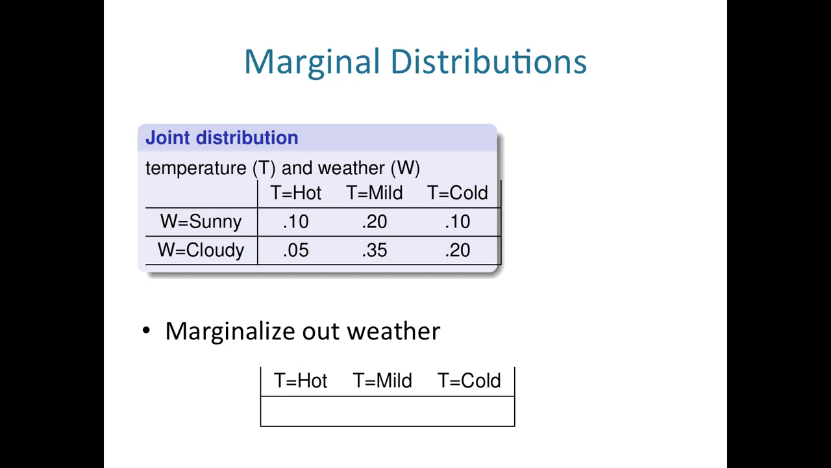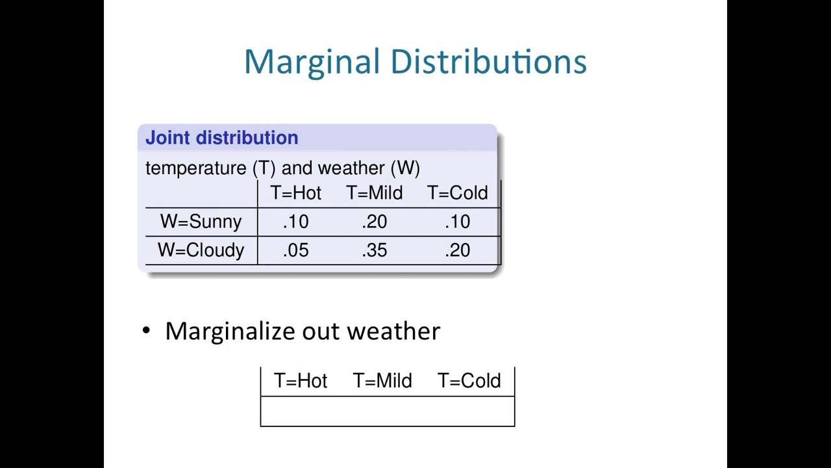So imagine that we are trying to measure the temperature given a certain type of sunny or cloudy weather. The probability that the temperature is going to be hot when the weather is sunny is 0.1. The probability that the temperature is going to be mild when the weather is sunny is 20%. It's going to be cold when the weather is sunny, 10%, and so on.